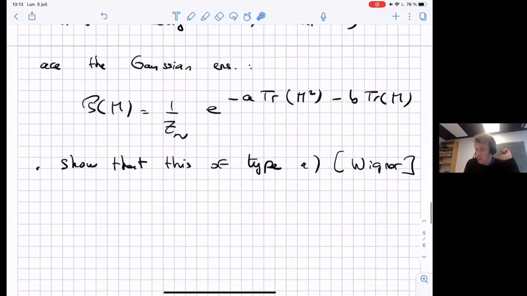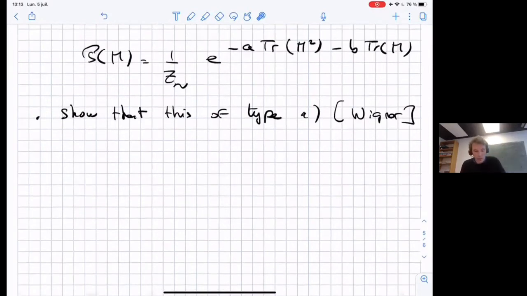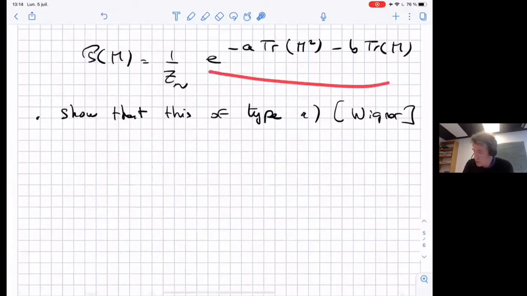I hope I answered your question. But it turns out that this is one case where precisely we can do both, and let's see what it gives. So let's just try to rewrite this exponential weight here. So let's do it.